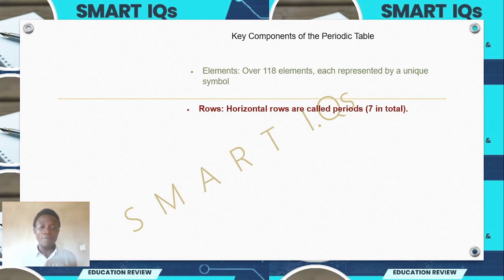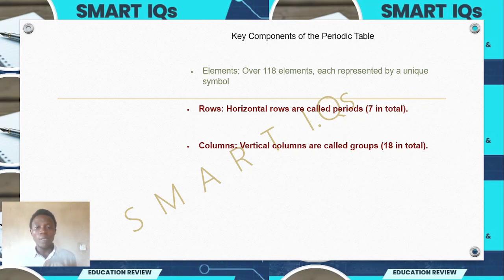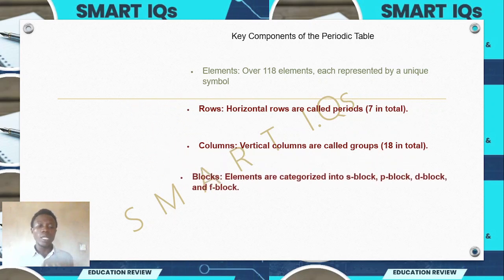Then we have another very important component, and that is columns. Columns are the vertical ones. We have vertical columns, and they are called the groups. Columns are groups. Are we together? And we have 18 of them in total. Very good. The next thing we discuss is the blocks.